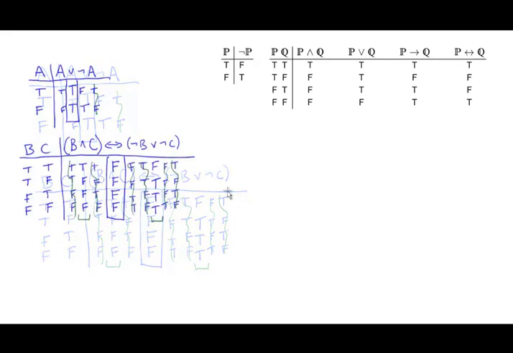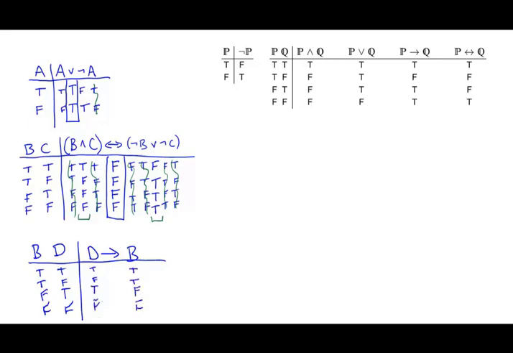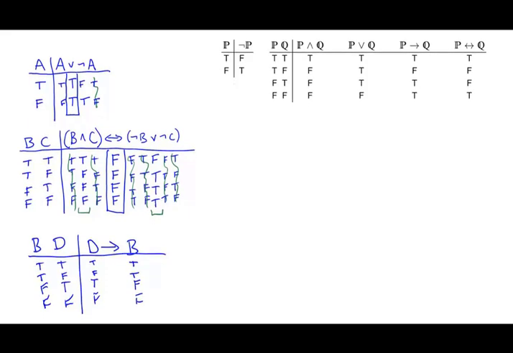structure. One last example. Let's just take the following 2 distinct atomic components. Once we fill in the basic columns, we can see in the first row we have true antecedent, true consequent. That will give us a true. False antecedent, true consequent. Again a true. True antecedent, false consequent. That gives us a false. False antecedent, false consequent gives us a true.